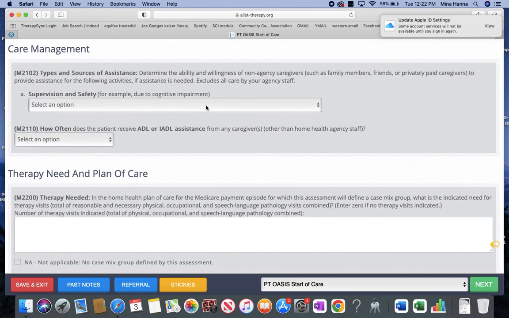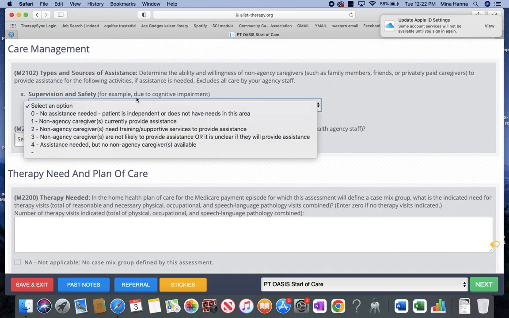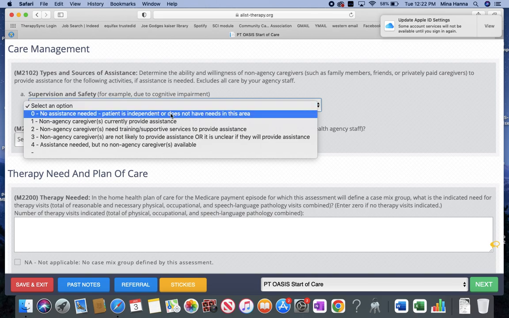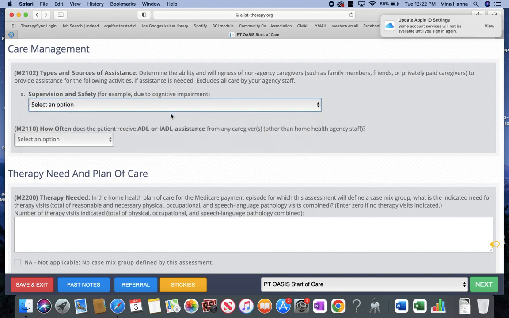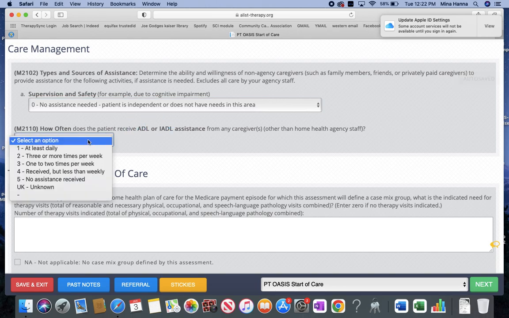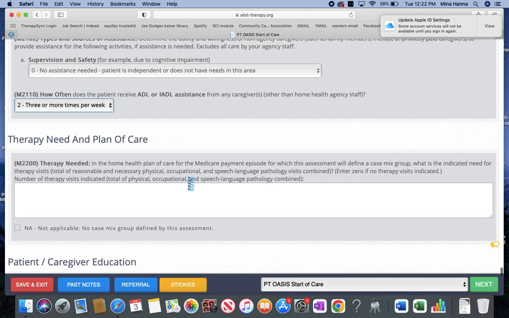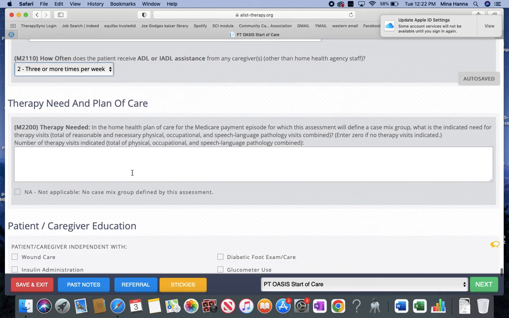And then here it's asking you about the caregiver, for due to cognitive impairment. Remember, this patient is not cognitively impaired, so I'm going to put no problem. What about for ADLs? Well, that's different. ADLs are our basic ADLs, so maybe he does need some help. Maybe he needs 3 or more times a week because his wife or whoever has to help this person.